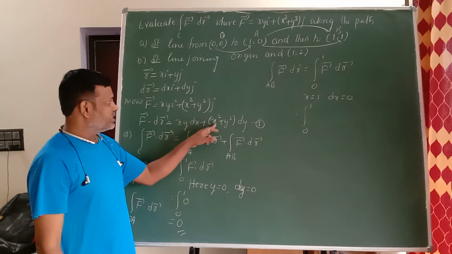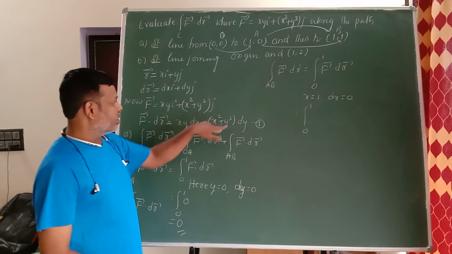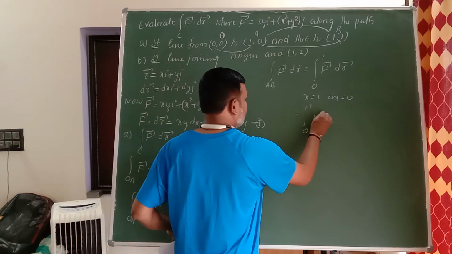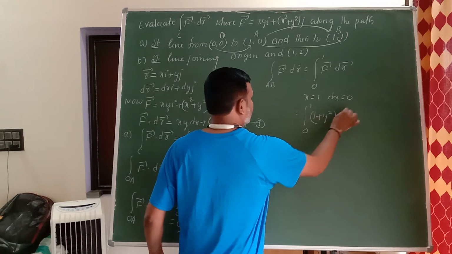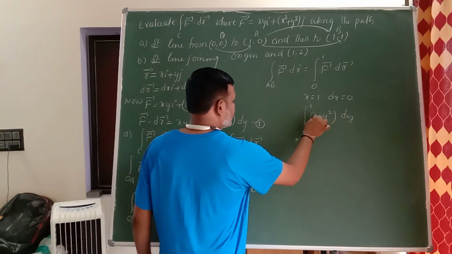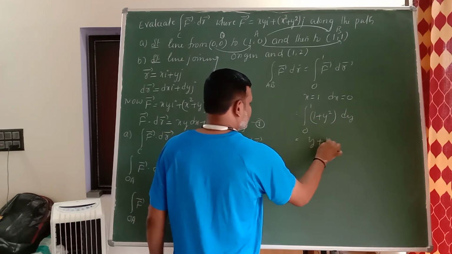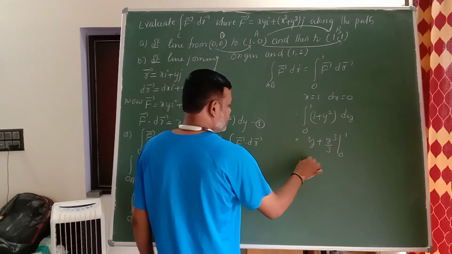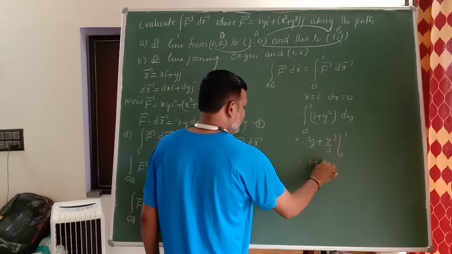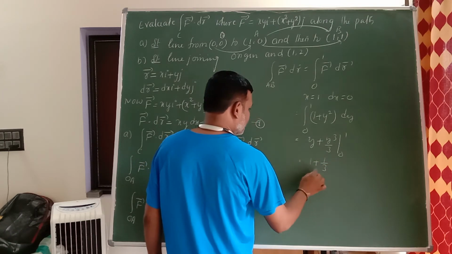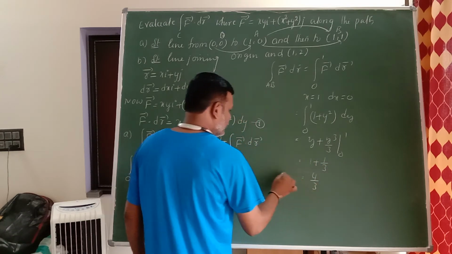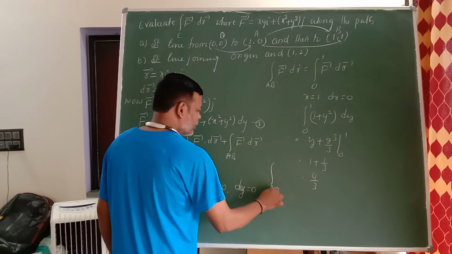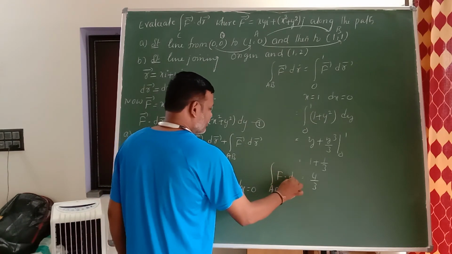Then x is 1 here: 1 plus y square into dy. Integration of 1 is y, y square is y cube by 3, from 0 to 1. So this becomes, upper limit, 1 plus 1 by 3. So this becomes 4 by 3. This is ∫ along AB of F·dr.